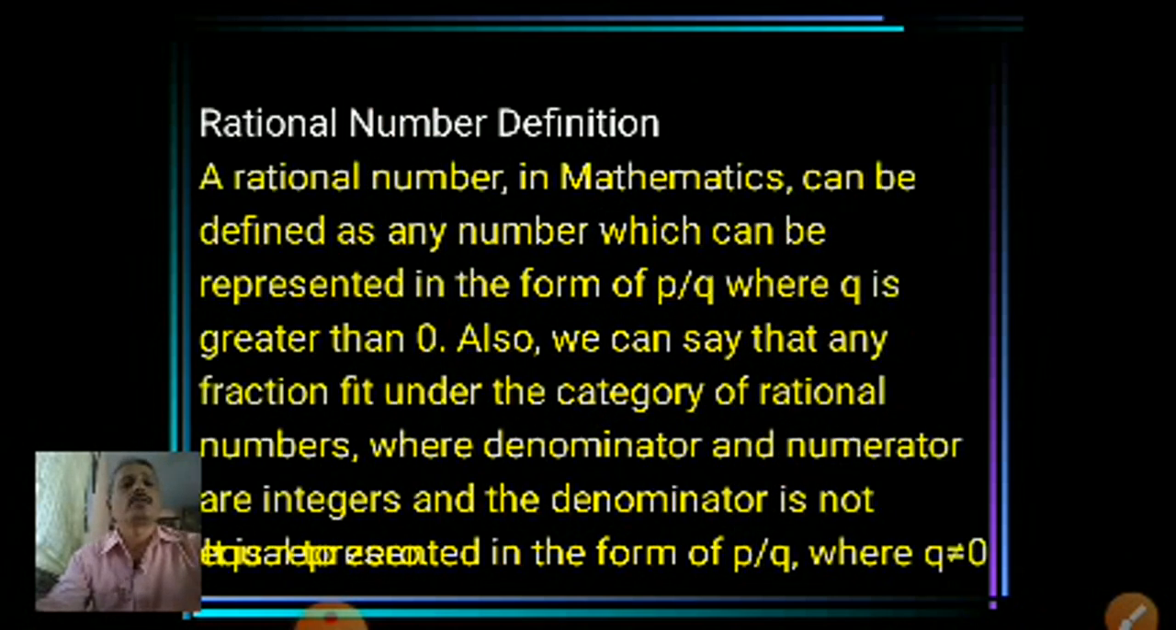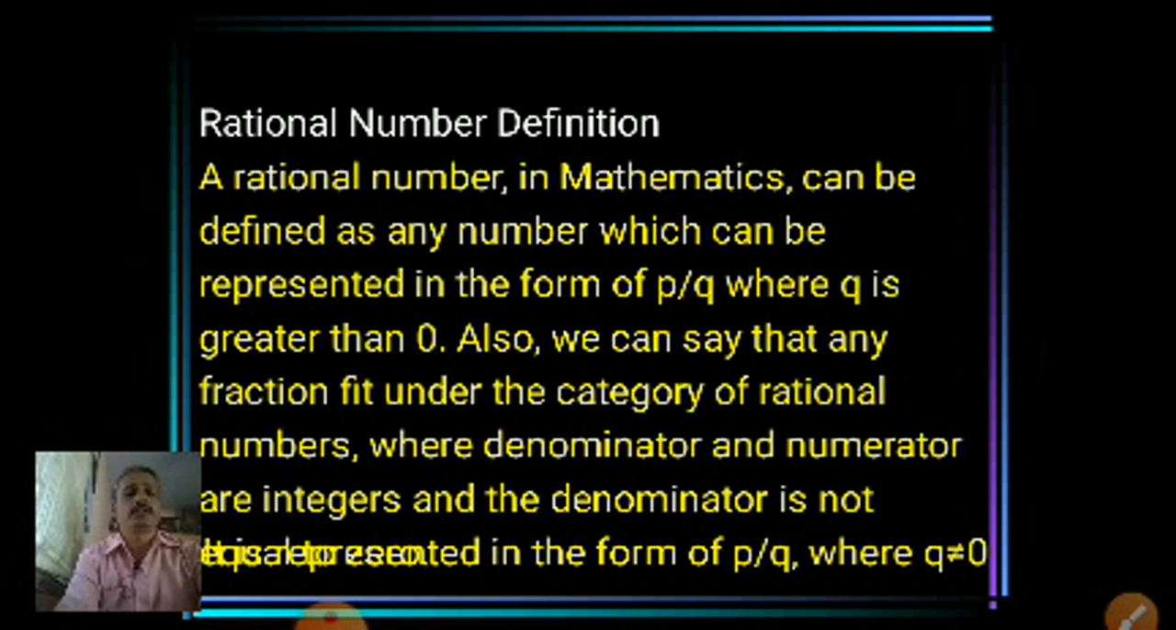Let's give the definition of a rational number. A rational number in mathematics can be defined as any number which can be represented in the form of P upon Q, where Q, that means the denominator, is greater than 0. Also, we can say that any fraction fits under the category of rational numbers where denominator and numerator are integers.